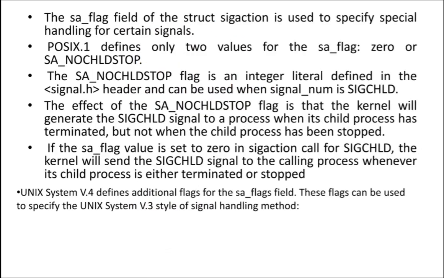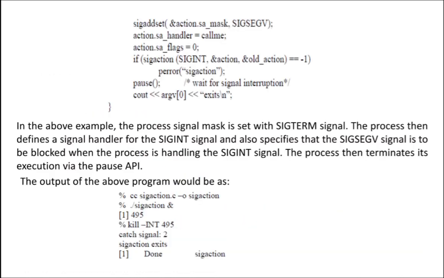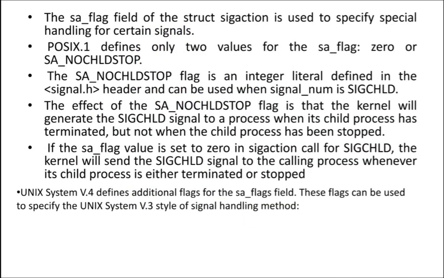Hope you are understanding. If you have any doubts, please post your doubts in the comment section. And one more important thing: the SA field of the sigaction is used to specify special handling for certain signals. I explained about SA here, right? The SA field contains different types of actions that can be taken for a particular signal. POSIX.1 defines only 2 values for the SA flag: 0 or SA_NOCLDSTOP.